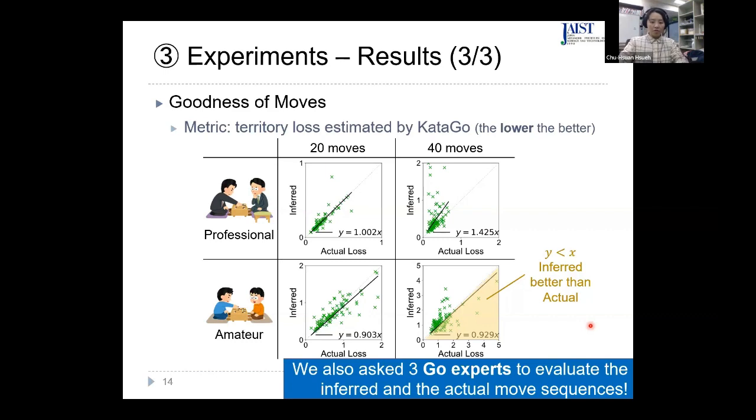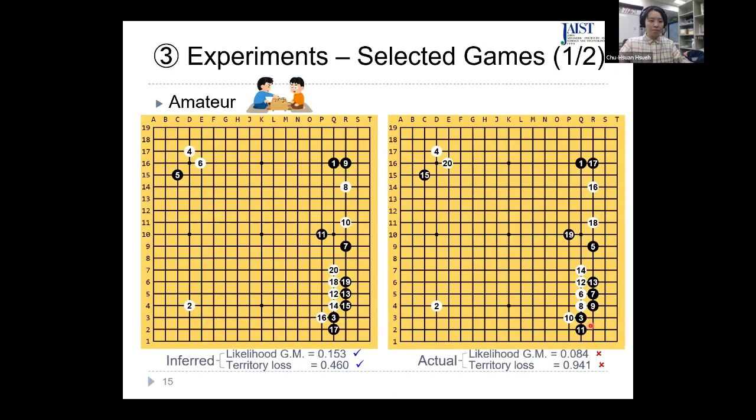Okay, so we asked 3 Go experts to evaluate the inferred and the actual sequences. In the following, I will show 2 examples. The first is from the amateur games. On the left is the inferred sequence, and on the right is the actual sequence. The likelihood and the loss information are also shown. So in terms of both metrics, the inferred sequence looks better.